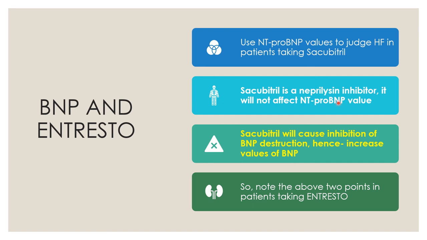So we have two situations right now, or three, where BNP value would not really help us, but NT-proBNP values will help. One, in obesity, in overweight, in someone taking sacubitril or taking Entresto. Why that? Particularly with sacubitril. Sacubitril will cause inhibition of BNP destruction. And when BNP is not destroyed, the level of BNP will increase. So we will not get the true picture. Note the above two points in anyone taking Entresto.